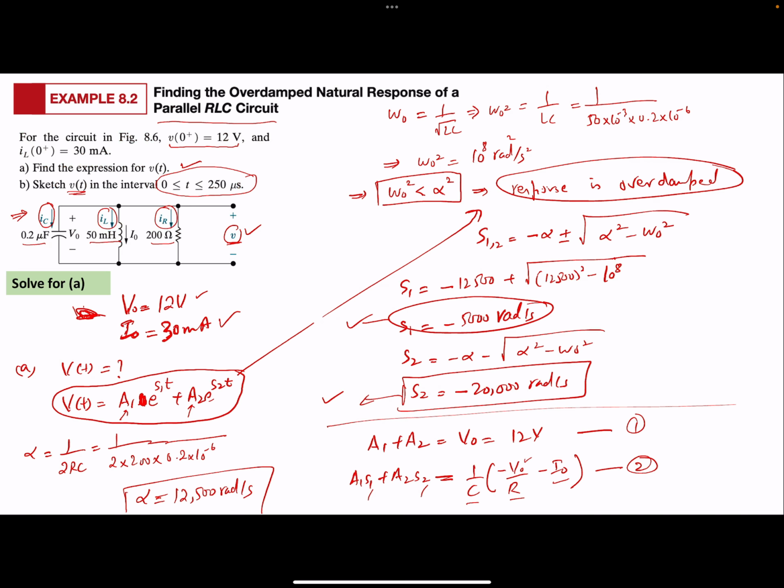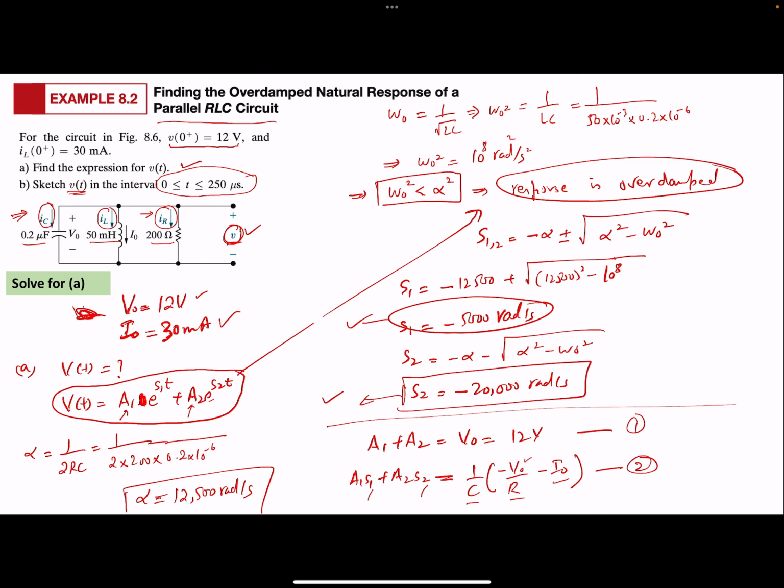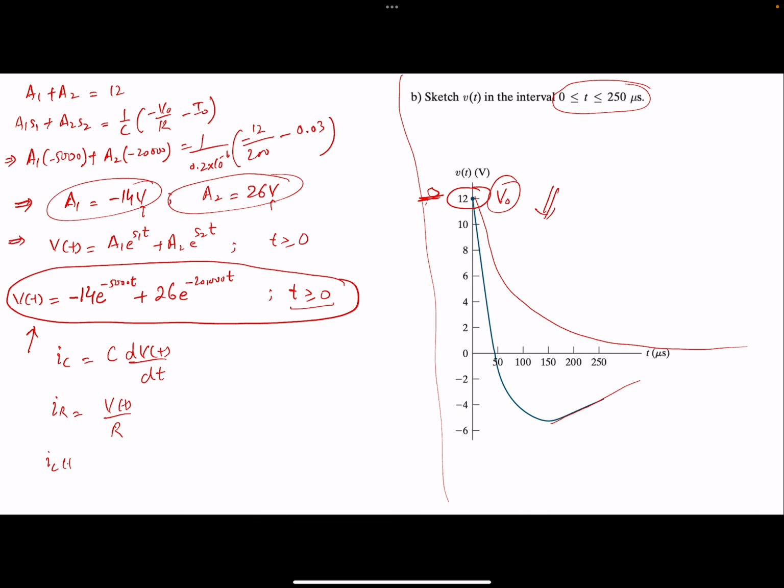Then I have to find the value of the resistor current. Resistor current is the value of V divided by R. And how can I find the inductor current in the parallel RLC circuit? Again, I can apply Kirchhoff's current law, and I know that the summation of all the currents is equal to 0. So my inductor current should be equal to the capacitor current minus the resistor current. Using these three equations, I can find the currents that are being asked.